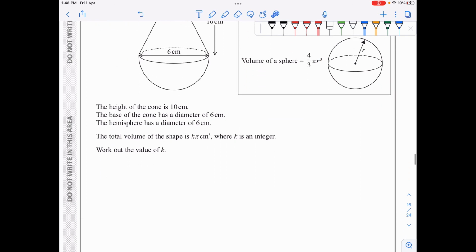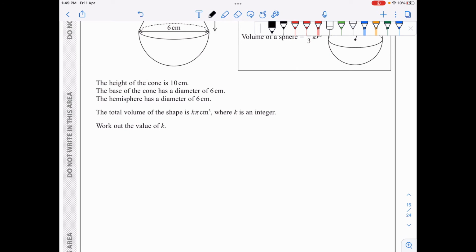So I will start by equating the volume, which we know is k pi, to the volume of the hemisphere plus the volume of the cone. Now the volume of the hemisphere is a half times 4 over 3 pi, and in the place of r, the radius is going to be 3 cubed. And for the cone, it's a third pi 3 squared times the height of 10.